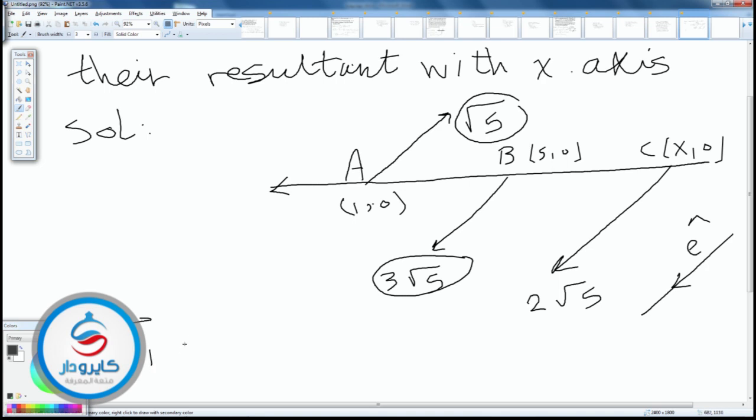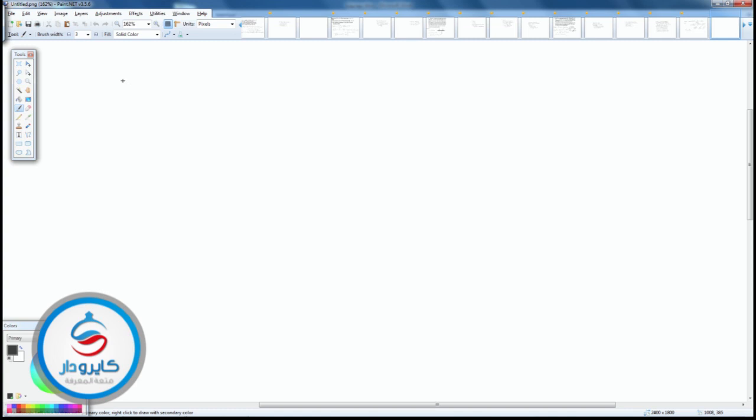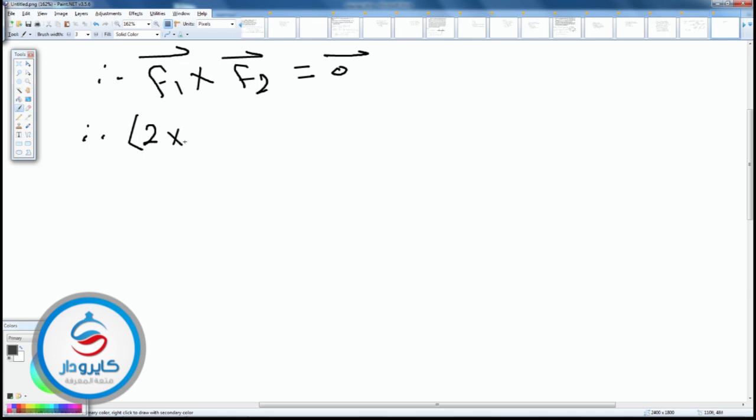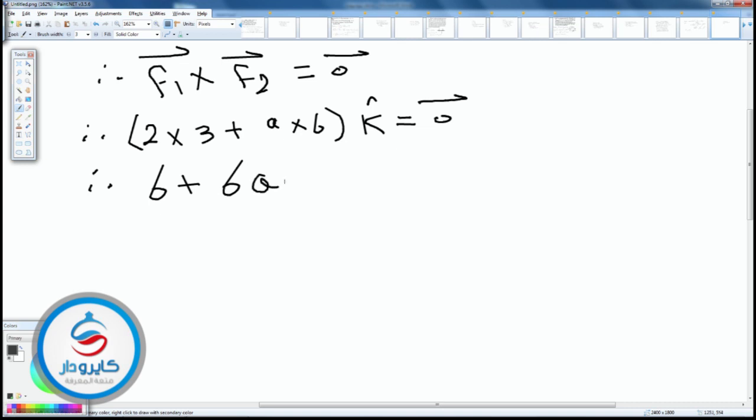Vector F1 is parallel to vector F2, therefore vector F1 cross product vector F2 equals 0 vector, therefore 2 by 3 plus A by 6 in the direction of unit vector k equals 0 vector. Therefore, 6 plus 6A equals 0. Therefore, A equals negative 1.